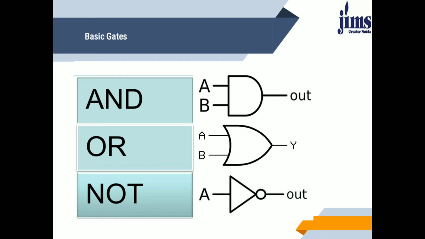What's the working of the NOT gate? The NOT gate simply gives the complement of the input. Meaning whenever we give 1 as input, then 0 as output will be generated. So this is the working.